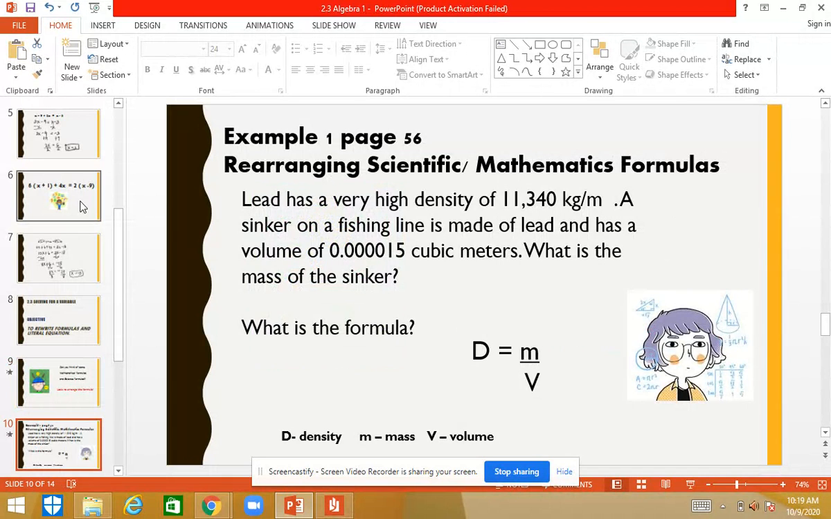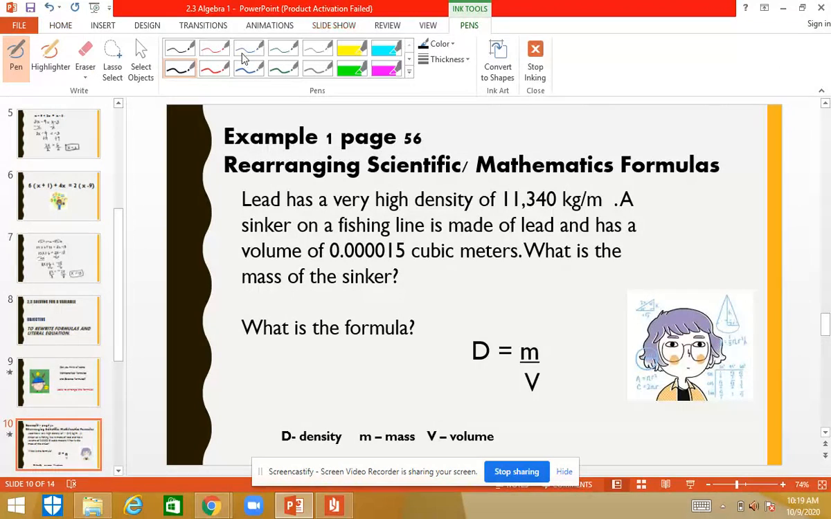Let's have the first example. Example 1: Lead has a very high density of 11,340 kilograms per cubic meter. A sinker on a fishing line is made of lead and has a volume of 0.00015 cubic meters. What is the mass of the sinker? Using the science formula, density is equal to mass over volume, because the givens are density and volume, and we're looking for mass. The first thing you have to know is what is asked in the problem.